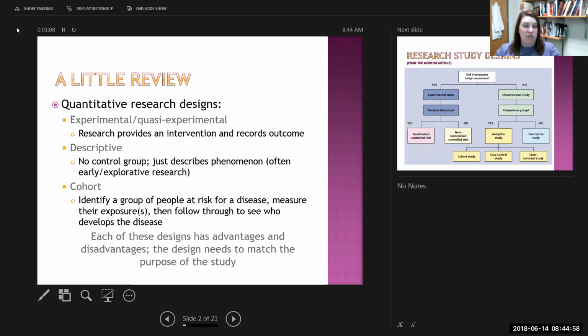A cohort study identifies a group of people at risk for a disease. We measure their exposure and we follow them through to see who develops the disease. Again, each of these types of designs has advantages and disadvantages: cost, time, resources. You have to really see what type of design is needed to match what it is that you are hoping to study.